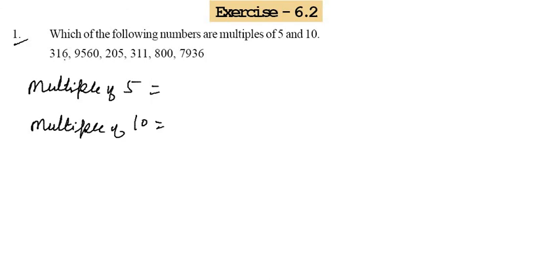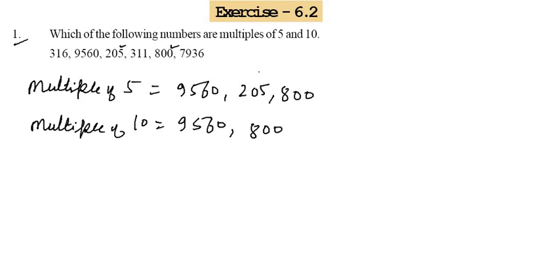So let us see, in this there is no 5 and 0, here is 0, so you can write 9560 here also. Now it is 5, so you can write 205, and it is not divisible by 10, and it has double 0, so that number is divisible by 10, a multiple of 10, and it is also a multiple of 5. Now this one is not a multiple of 5, so that will be your answer.